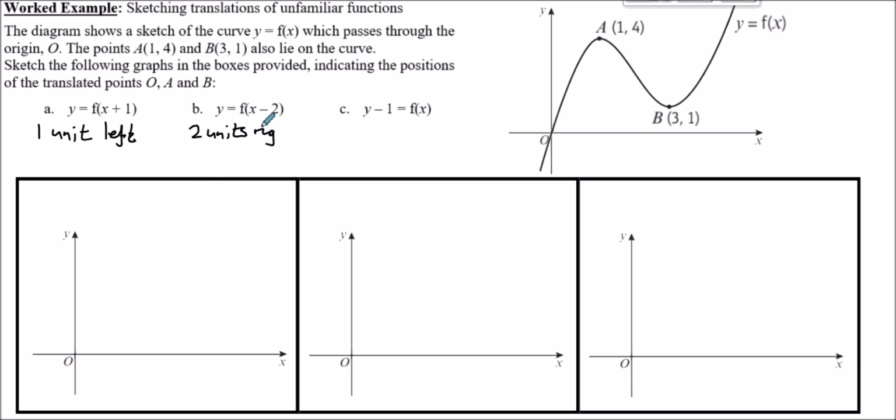For C, a slight trick question here. We need to rearrange this by adding 1 to both sides. We want y equals f of x plus 1. So we're going to take the function of x and add 1 to the whole thing. This plus 1 is outside the brackets, so it affects y in a common sense way. We're going to add 1 to each of the y values. In other words, the whole graph is going to go 1 unit up.